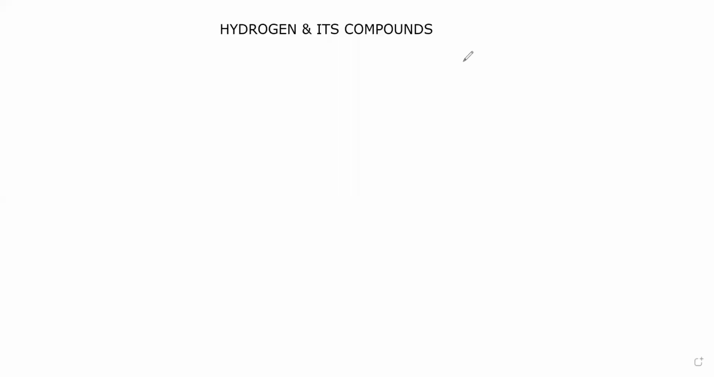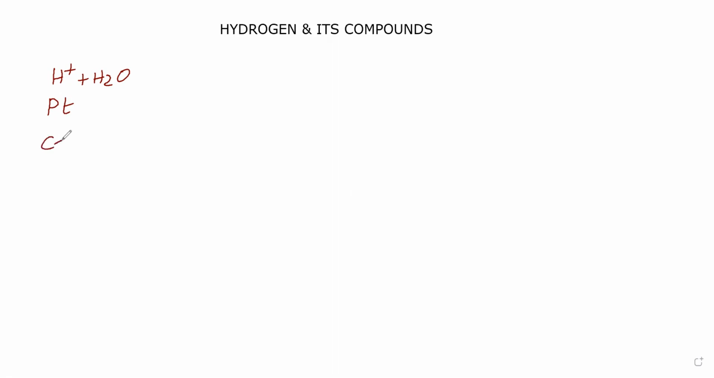Let us continue hydrogen and its compounds. In this preparation of hydrogen, we are discussing the electrolysis method. Electrolysis means we want an electrolyte. The electrolyte is acidified water, which we are taking as the electrolyte. Electrodes are platinum electrodes.